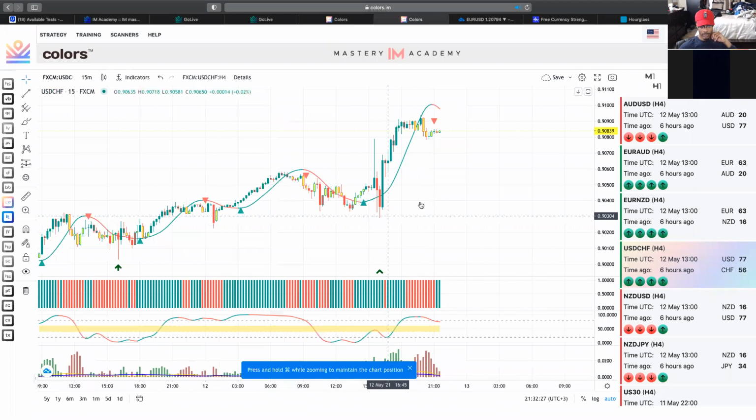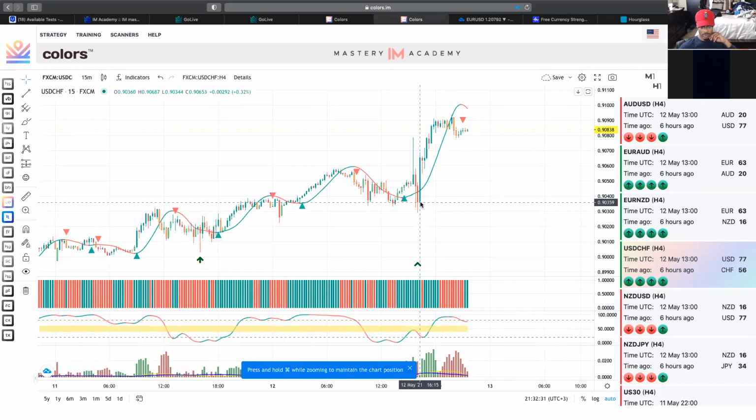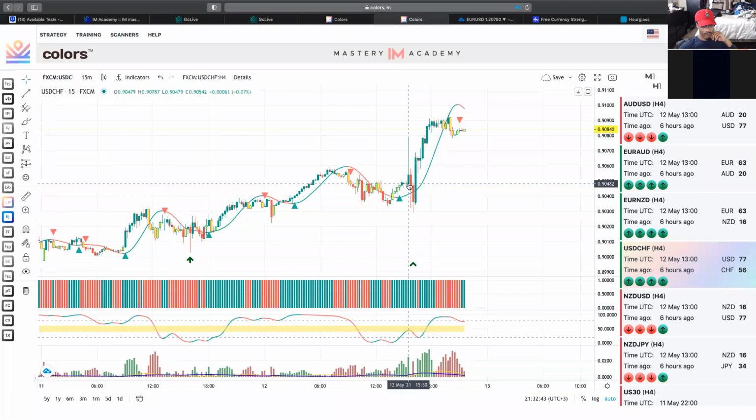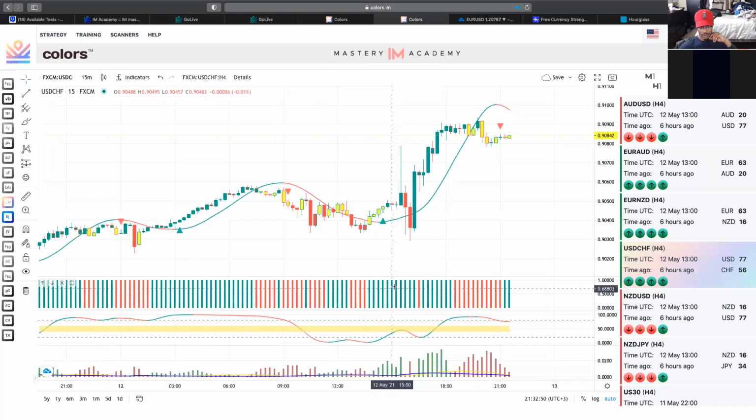The sniper entry would have been right here on this candle. You could have popped on either one of these candles right here. Off this candle, you could have got in off the close of this candle. Let me zoom in some. You could have got in right here off of the close of this candle. Green candle, green bar, green bar, green line, green bar. You could have popped right off of this. Soon as this candle open, you would have instantly caught 30 pips.